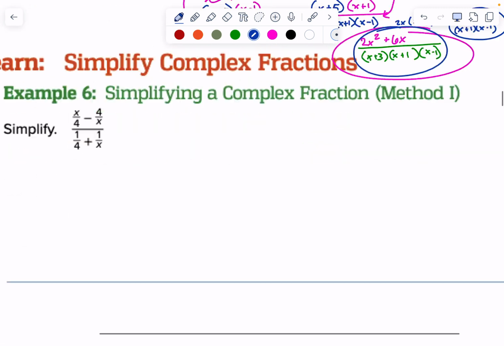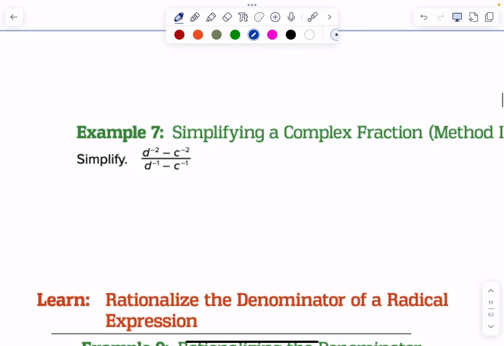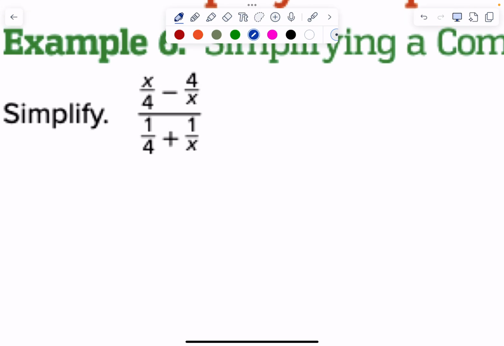Okay? All right, is this the last problem? No, it's not. Woo! We got 2 more. I'm out of time. We'll do example 6. We'll skip example 7 because they're basically identical.